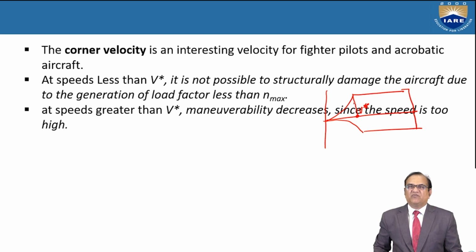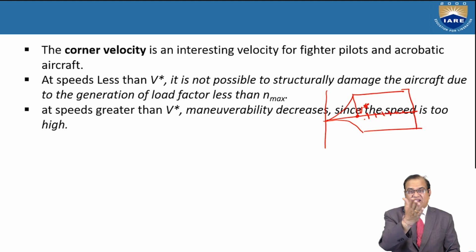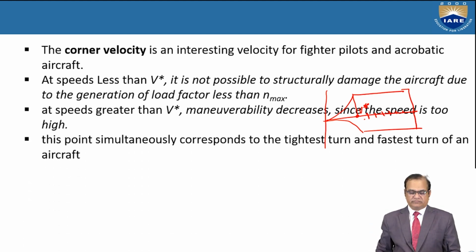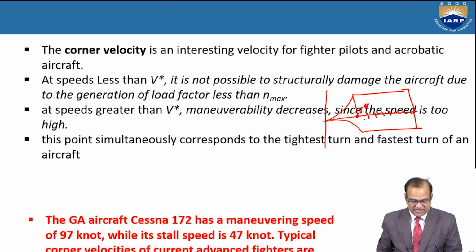At speed greater than V star, maneuverability decreases since the speed is too high. So if you fly more than this V star, somewhere here, then maneuverability will decrease. Means the aircraft will not do maneuvering. So V star is the main speed at which the aircraft has to fly. This point simultaneously corresponds to the tightest turn and fastest turn of an aircraft. So this V star is called the tightest turn and the fastest turn of the aircraft.